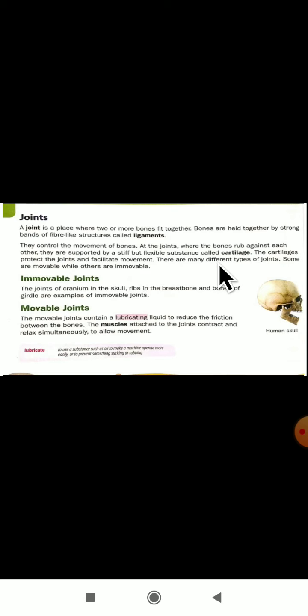There are many different types of joints. Some are movable while others are immovable. Dear students, there are different types of joints present in our body. Some of the joints are movable and some are immovable. Let us study first about immovable joints.